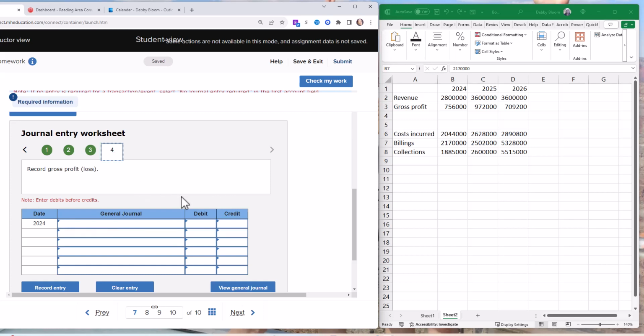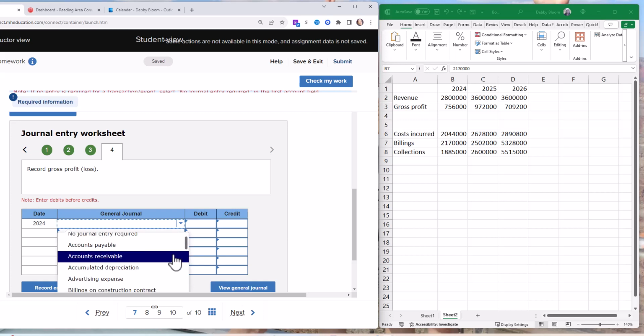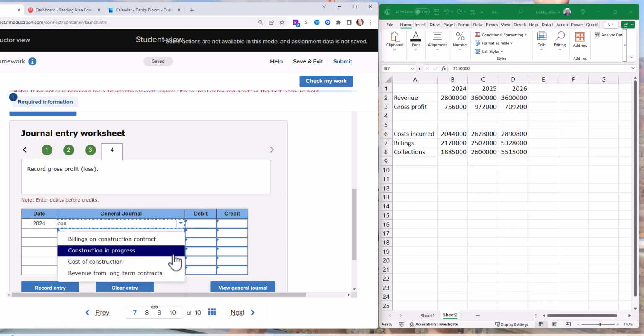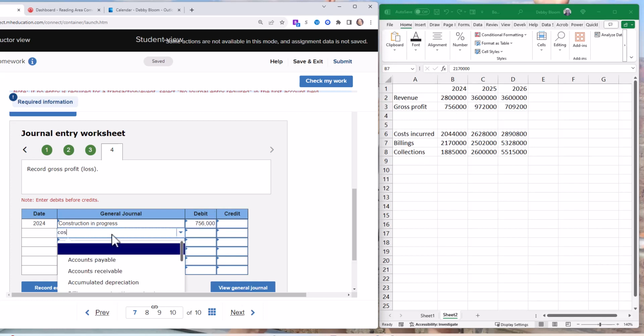Now, in the last part, we're going to have to record the gross profit and loss. So in order to do that, the first thing that we're going to do is debit that account construction in progress. And we're going to debit construction in progress for the amount of profit in 2024. So our amount of profit in 2024 is $756,000.